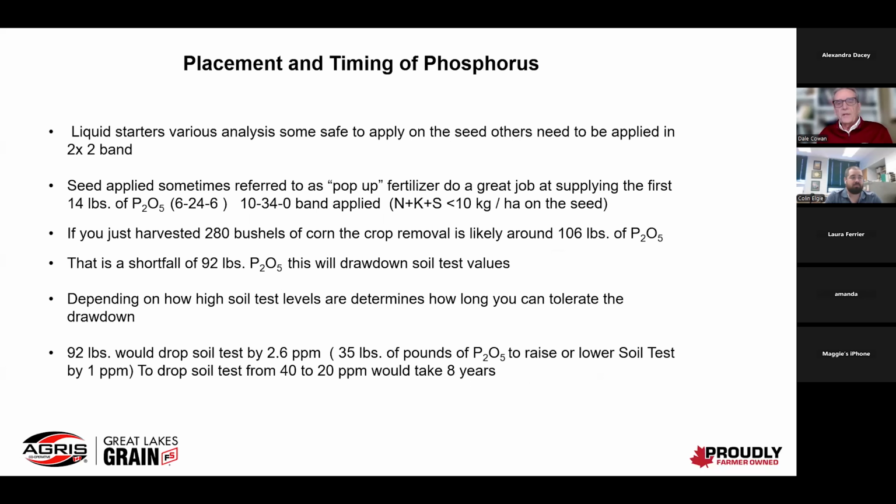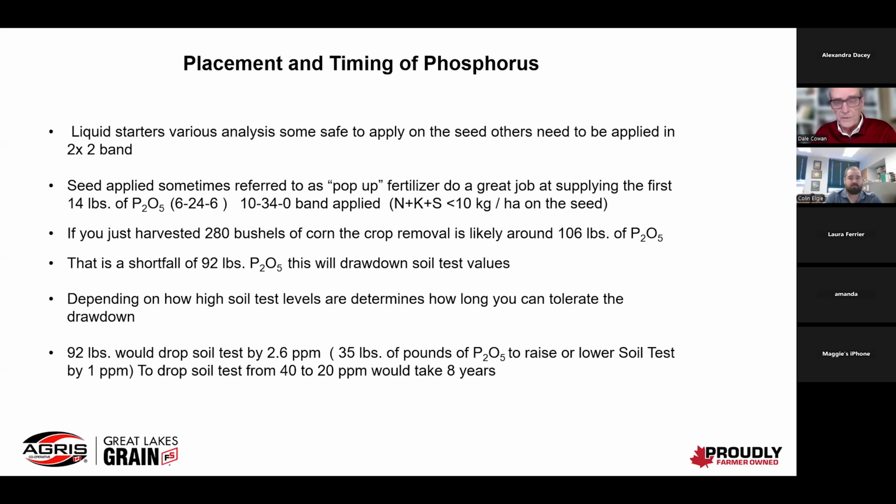Liquid starters, very analysis out there. Some you can apply directly to the seed. Others need to be applied in a 2x2 band. Seed applied is sometimes referred to as pop-up fertilizer. They do a great job at supplying the first 14 pounds of P2O5.